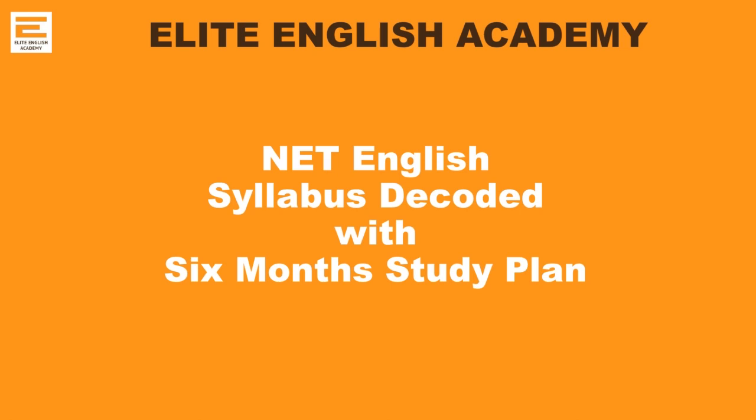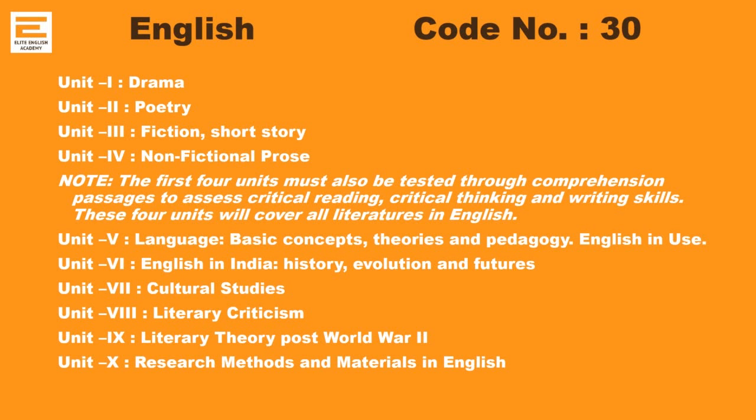Dear friends, in this video I am going to decode the NET English syllabus with a 6 months study plan. Now let's analyze the syllabus. The code number given to English is 30. The syllabus consists of 10 units.